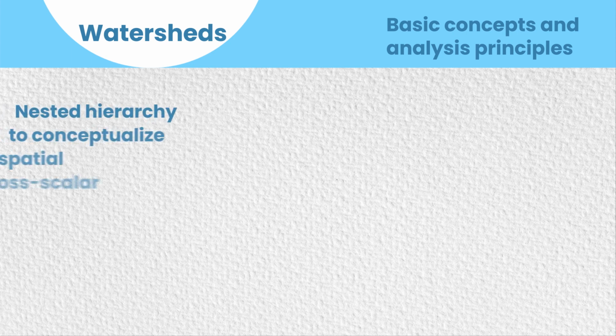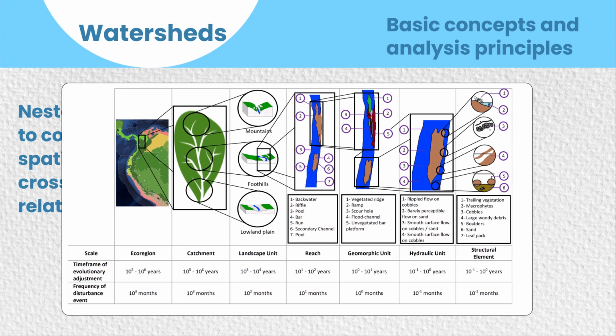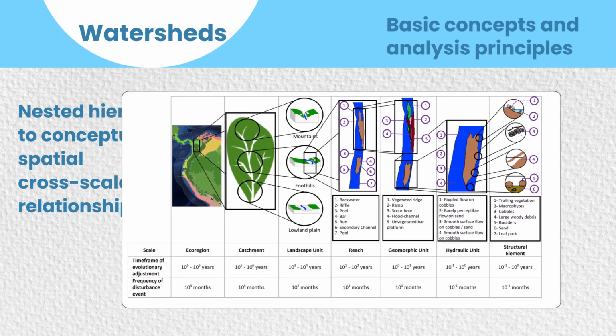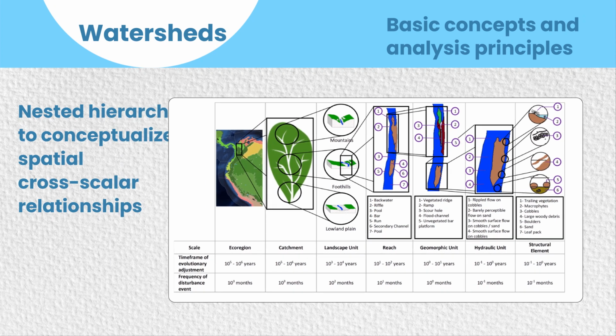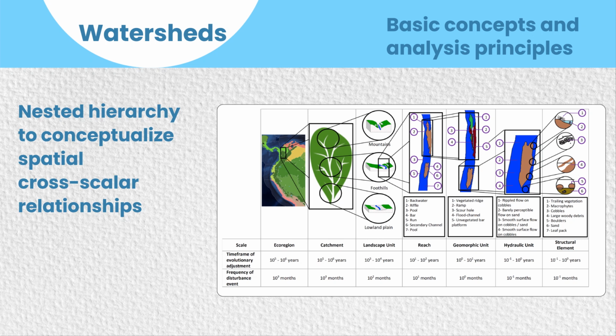But another complexity in the principles of analysis of water systems is related to the fact that they are multiscalar systems. And this is very interesting when doing analysis, but it's also very challenging. In these cases, the temporal and spatial scales are related, and a good understanding of the water system implies understanding these multiple scales. We have scales that include ecoregion, catchment, landscape units, reach scale, geomorphic unit, hydraulic unit, and structural elements.